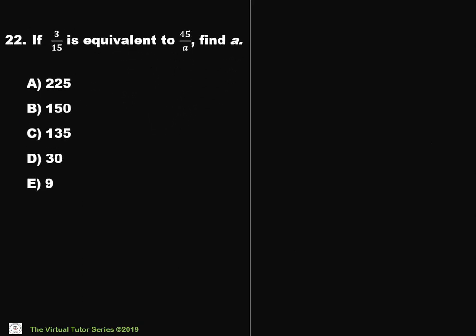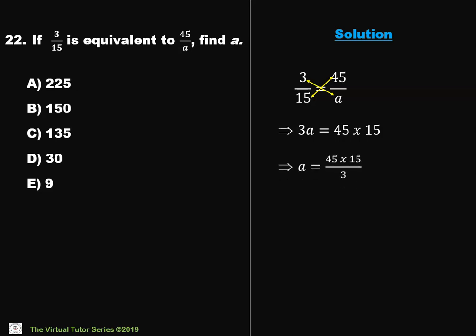Question 22. If 3 over 15 is equivalent to 45 over A, find A. Solution. We are given 3 over 15 to be equal to 45 over A. To solve for A, we need to cross multiply. So we have 3A is equal to 45 times 15. Dividing both sides of the equation by 3, we have A to be equal to 45 times 15 over 3.